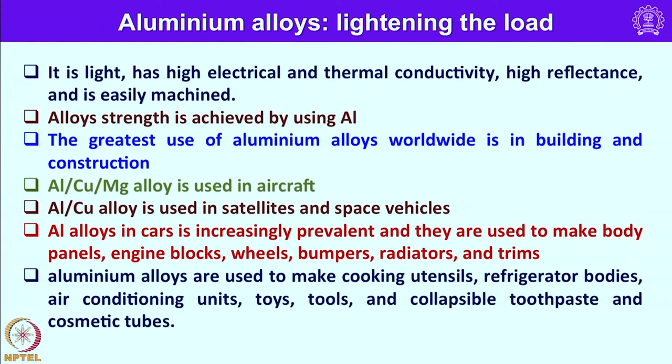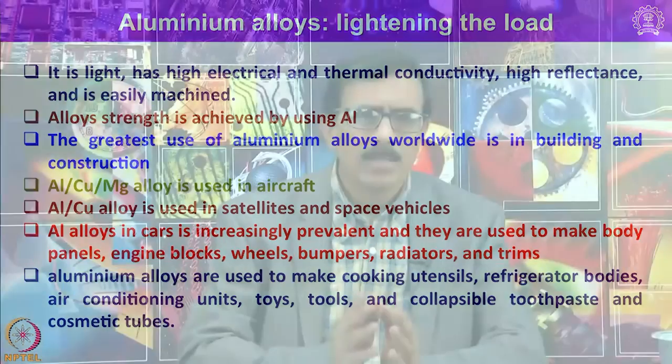For example, aluminum copper magnesium alloy is used in aircraft, and aluminum and copper alloy is used in satellites and space vehicles. Aluminum alloys in cars are increasingly prevalent, and they are used to make body panels, engine blocks, wheels, bumpers, radiators and trims. Aluminum alloys are also used to make cooking utensils, refrigerator bodies, air conditioning units, toys, tools and collapsible toothpaste and cosmetic tubes.